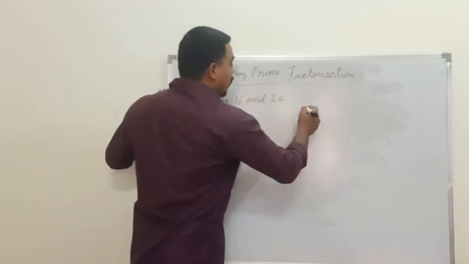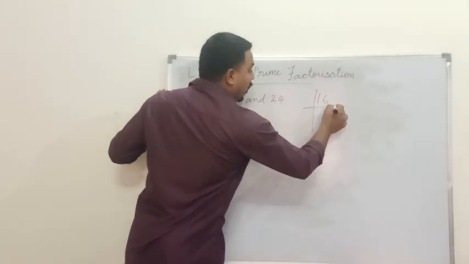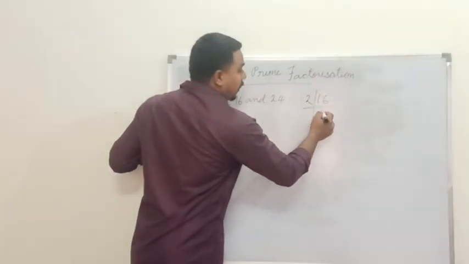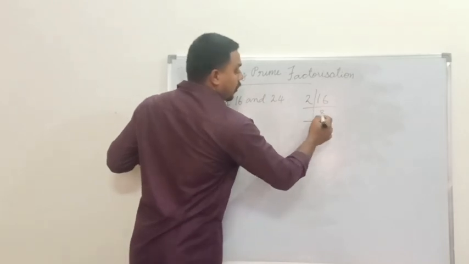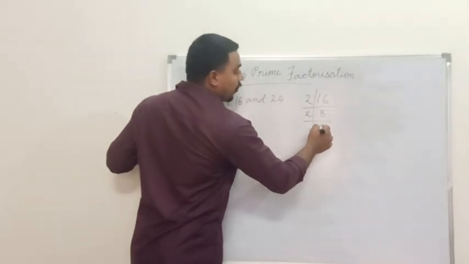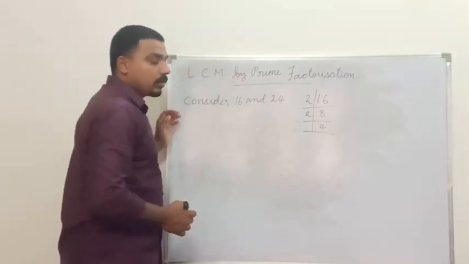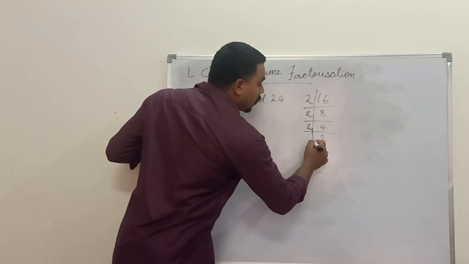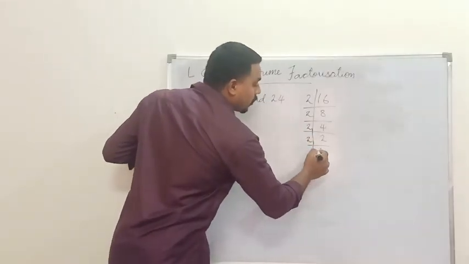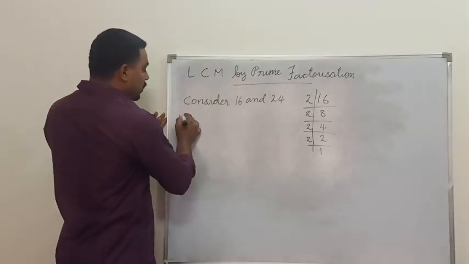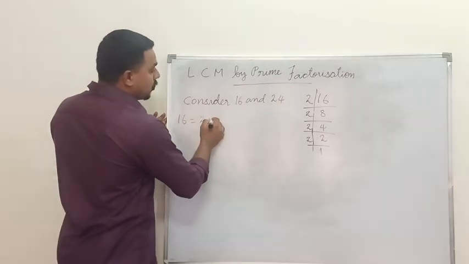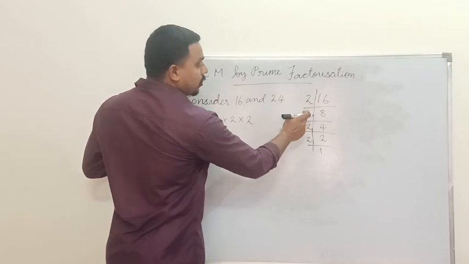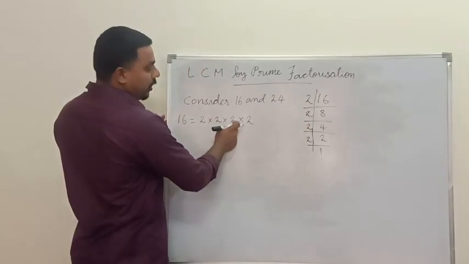The factorization of 16. First of all, we need to find out the prime factors. 2 into 8 is equal to 16, or 8 divided by 2 is equal to 4. Then 4 divided by 2 is equal to 2, and 2 divided by 2 is equal to 1. So the prime factorization of 16 is 2 into 2 into 2 into 2. How many 2s are there? 1, 2, 3, 4.